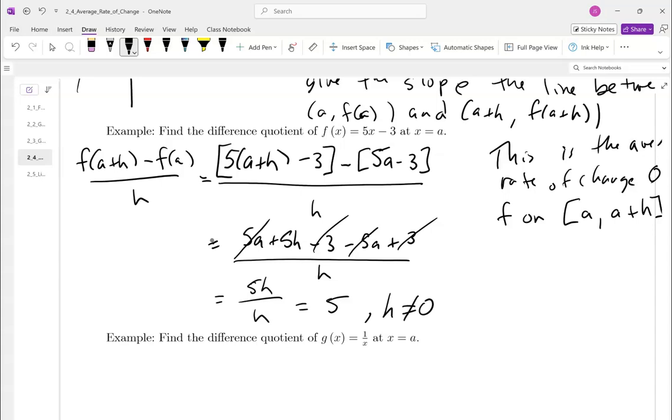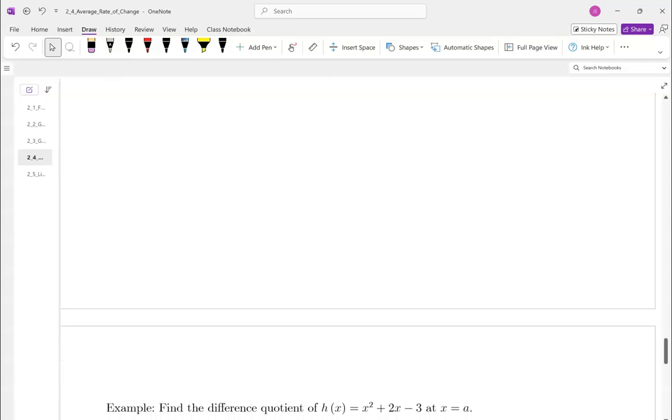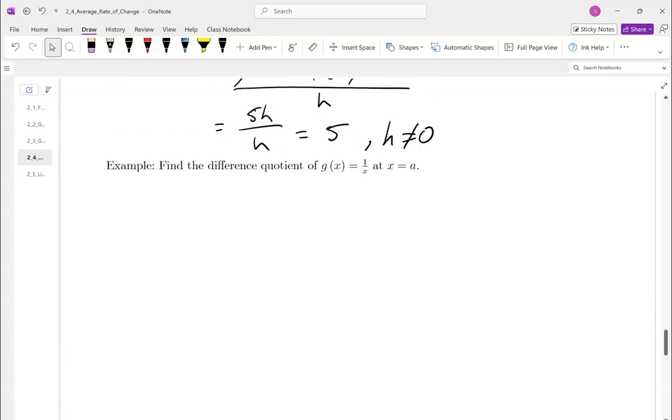Again, we talked about that last time, that the average rate of change of a linear function is its slope. So it's not a huge surprise that we got the slope out of here. Let's do another one or two or three of these, make sure we're all on the same page. Okay.